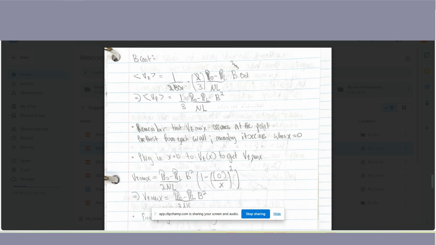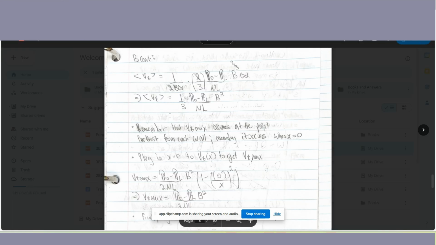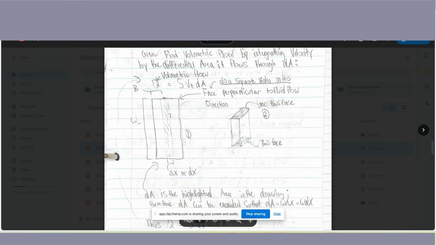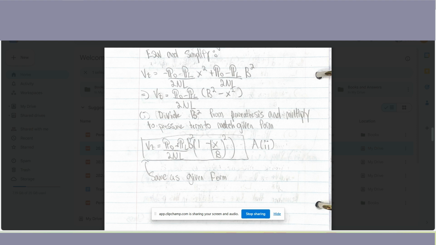And remember that Vz max is just the velocity at x equals 0, because that's the coordinate where the liquid is farthest away from either of the walls that are going to be affecting or slowing down the velocity. So basically, we just plug x equals 0 into the regular velocity equation. It should just be this term alone, because at x equals 0 the other term is 1.